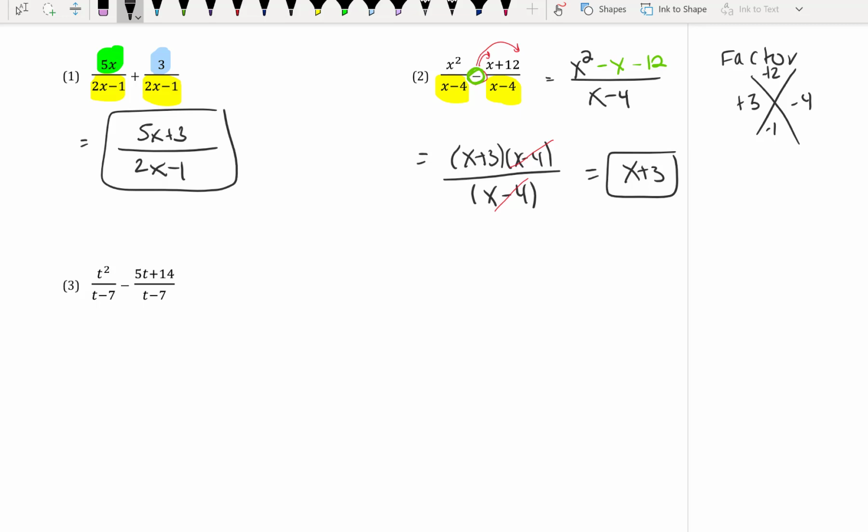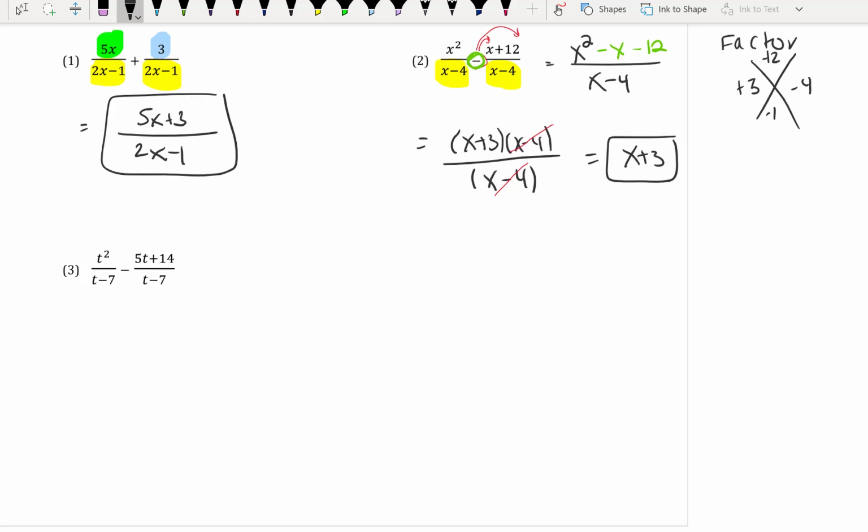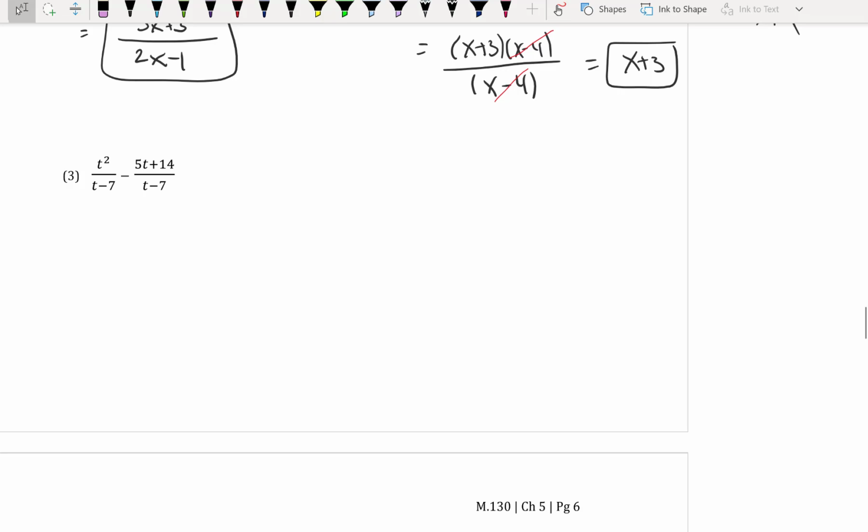So that one you just have to remember that it's subtract everything in that second fraction. And you also have to remember to factor and cancel whenever possible. So number 3 is very, very similar.